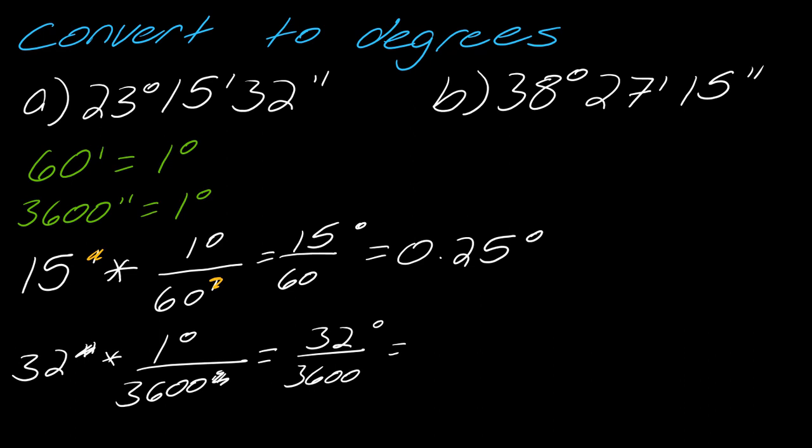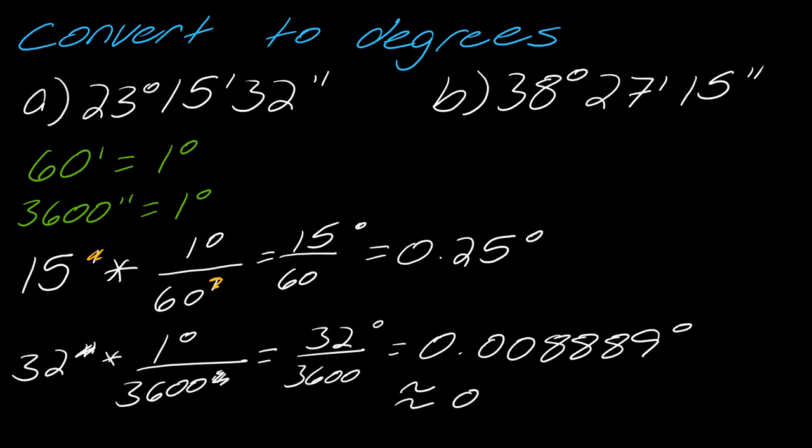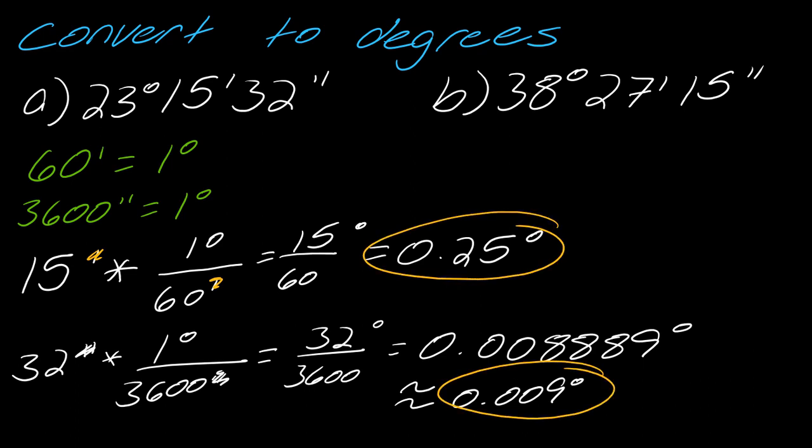And what I get for this one is 0.00888, and I'll just round to 9. So that's degrees. Then what I want to do is round this to the nearest thousandth, so I'll just call that 0.009. Then you just need to add these 2 up to get to your final answer. My final answer for this one is going to be 23.259 degrees. And so that'll be that for that one. Let me clear some space so we can do B.